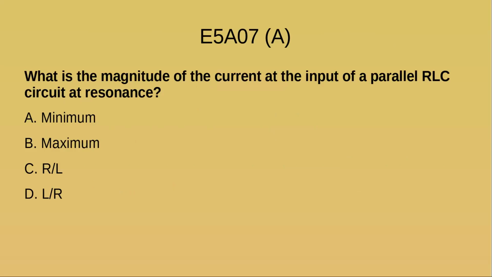What's the magnitude of the current at the input of a parallel RLC circuit at resonance? And they're only at resonance. So parallel is going to be... Okay, so that's going to be... Any alphas out there? All right.